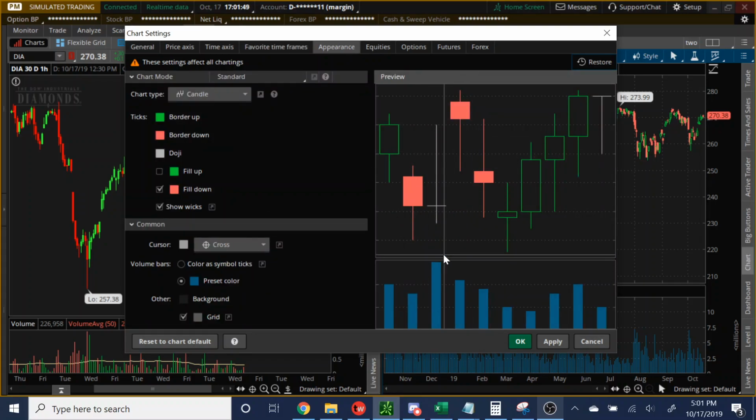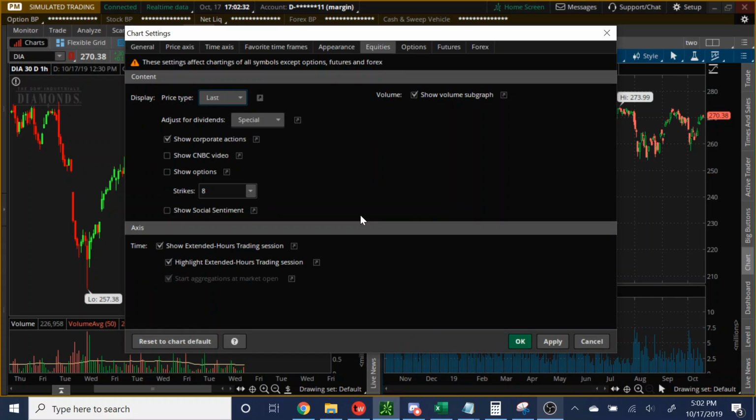Okay, and then we'll go to appearance. I'll take the grid off. That is this grid. Some people like the grid, some people don't. I like it to be very clean. Candles, I don't really care. I have over here a darker red, a brighter, pure red, and then a brighter green, and I have them all filled. I don't really mind either way. And then I also like to change my volume bars right here to be colored. It's not a huge deal, but I think it's better than just having them all blue. It gives you a better idea of what volume is going in the upward direction, what volume is going down.